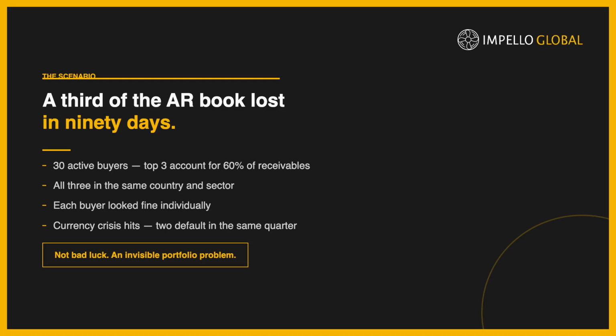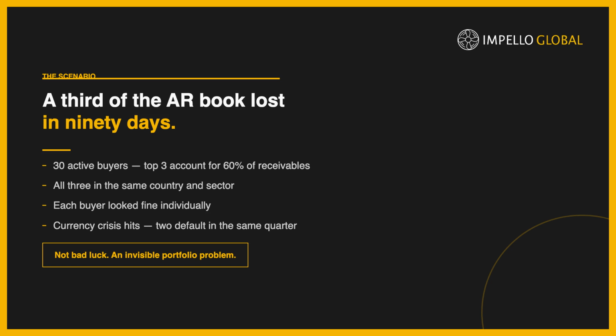In episode 15, we talked about country and transfer risk, the political and sovereign level forces that can stop payments even when your buyer is willing and able to pay. Country risk does not affect buyers in isolation. It affects every buyer you have in that country simultaneously. So if you have 5 buyers in Turkey and Turkey introduces foreign exchange controls, you do not have one country risk problem. You have 5 buyer problems, all triggered at once. That is the portfolio dimension of country risk.